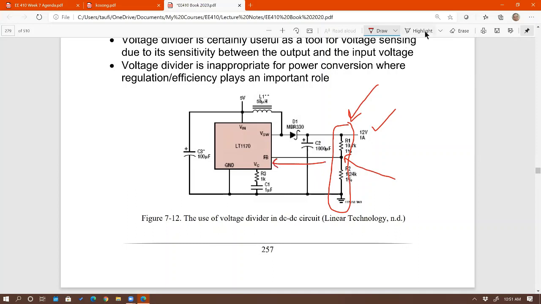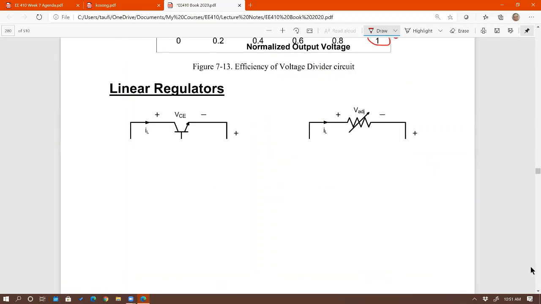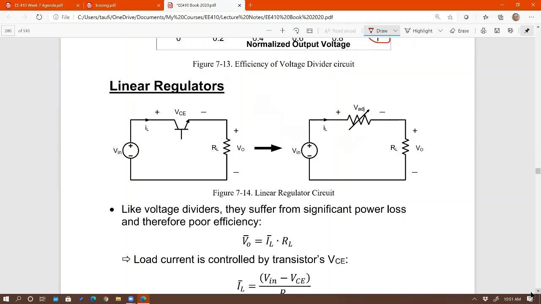And make sure that these resistors are big, right? You can see these resistors are big, kilo ohms. Otherwise, you're loading this, right? Instead of loading the load, current flows through here. So you don't want that. You don't want current to flow here, okay? Okay, next.